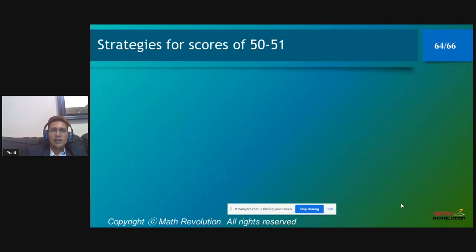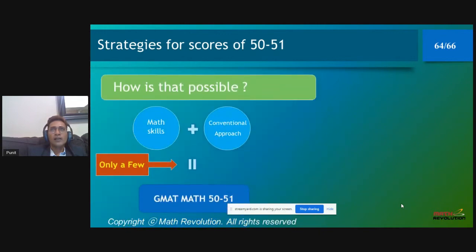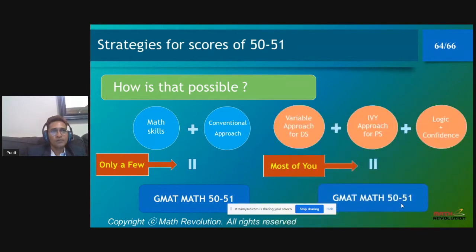The niche of the strategy for 50-51: if someone is following a conventional approach and has good math skills, I don't disagree that she can score a 50-51. But the number of those students out of the whole would be very small. So how do we increase the percentage of students able to score 50-51? It's the variable approach for DS. It's the IV approach for PS. Once your logic is done and intact, your confidence is boosted up, and most of you would get 50-51. So that's not a very difficult task to perform.